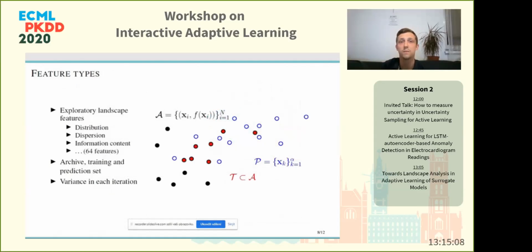On these samples, we have calculated sets of features, which are features from exploratory landscape analysis, which concern distribution, dispersion, information content, skewness, kurtosis, etc. All these, I think it was 64 features, we have calculated on the archive, on the training set, and on the prediction set. So we had something about 190 features, and when we had these features, we have calculated in each iteration the variance over the 100 samples.